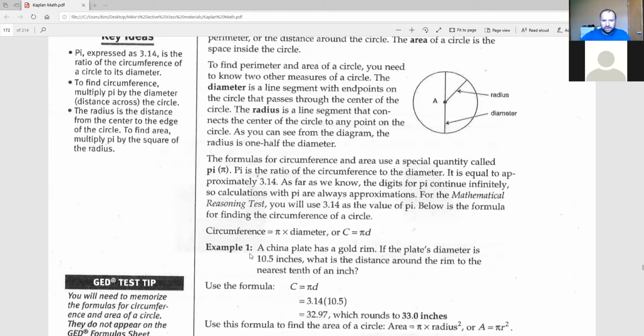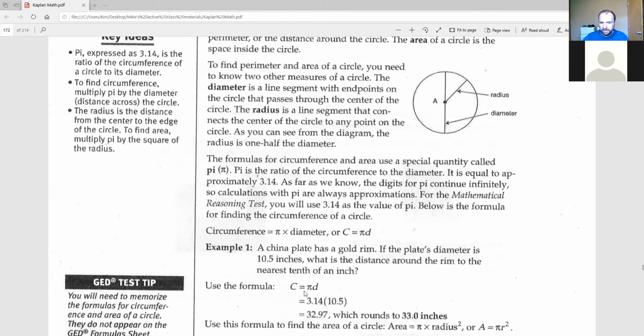So the example here says a china plate has a gold rim. The plate's diameter is 10.5 inches. What is the distance around the rim to the nearest tenth of an inch? Okay, so again, here's our formula. C equals pi times diameter.